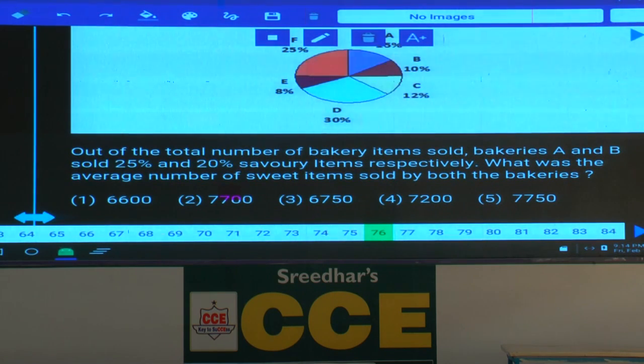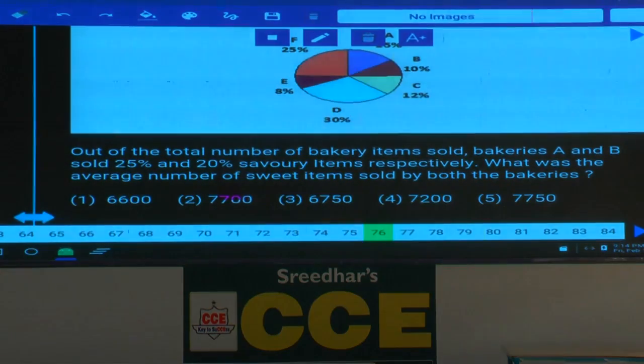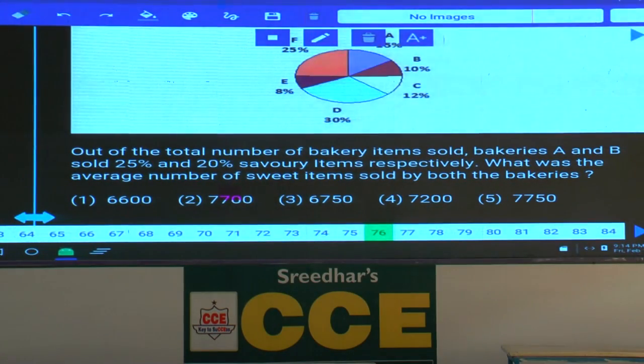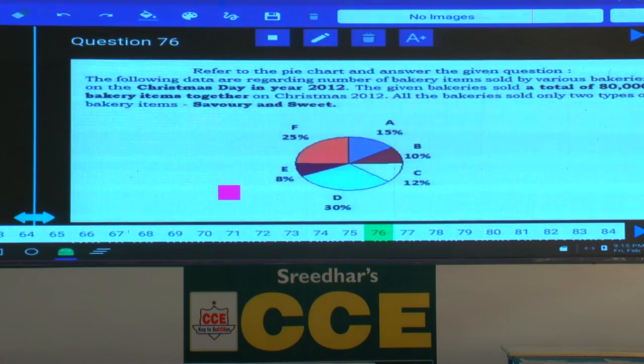Out of the total number of bakery items sold, bakeries A and B sold 25% and 20% savory items respectively. What was the average number of sweet items sold by both the bakeries? Now, this is total 80,000 bakery items sold by 6 bakeries, and percentage segregation is given. All those items are either savory or sweet.